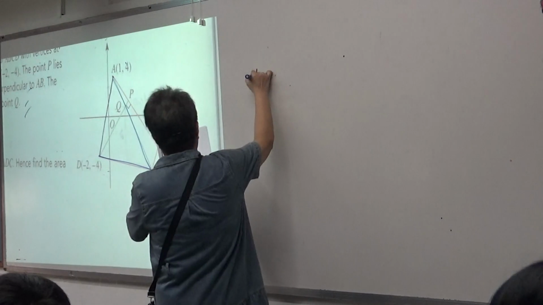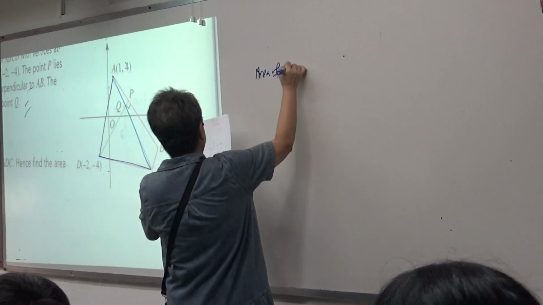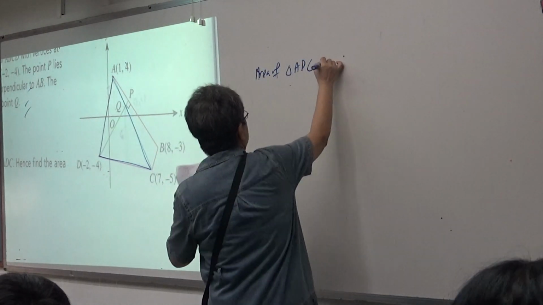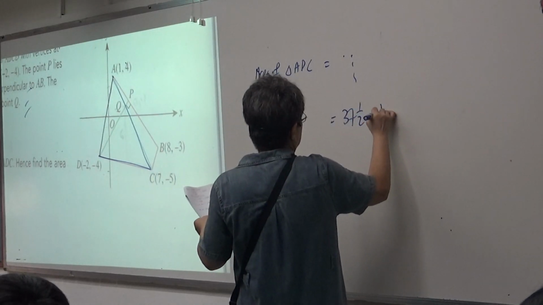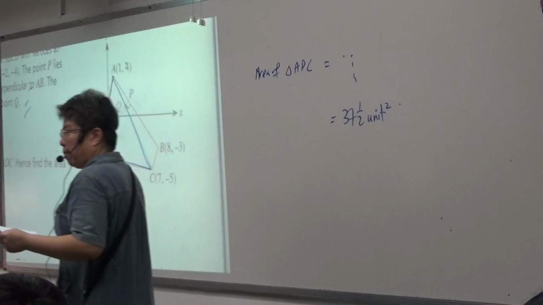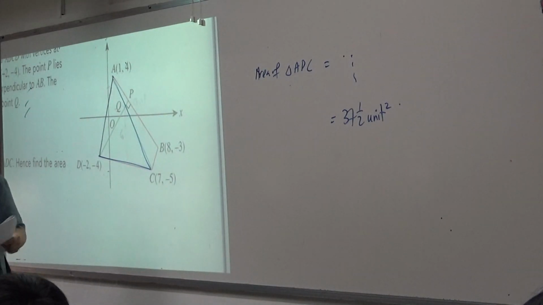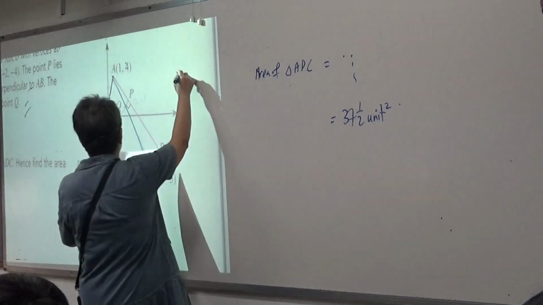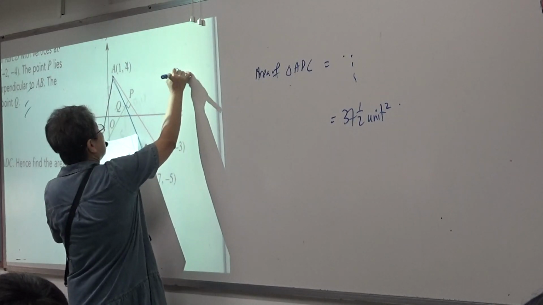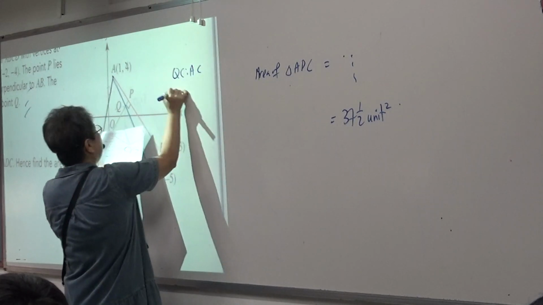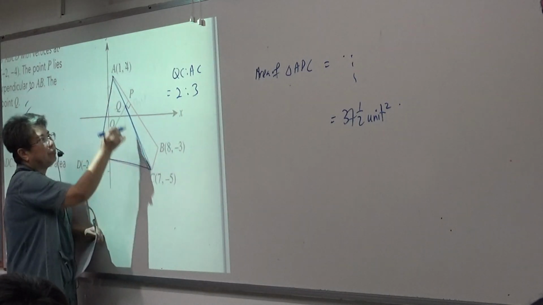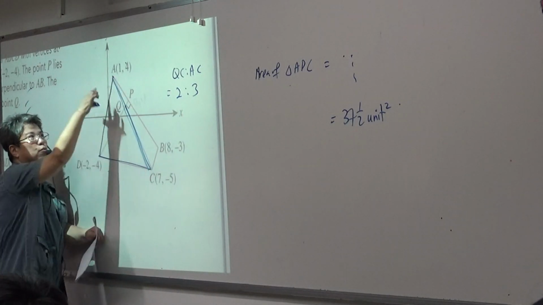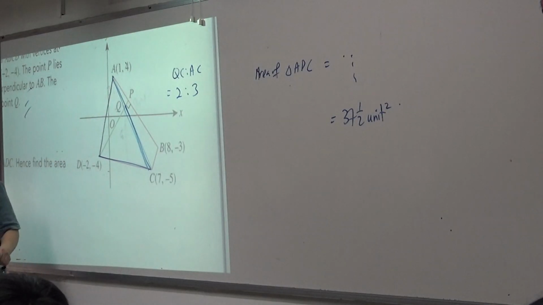Area of triangle ABC, I will use the shoelace method. I'll get 37.5 units squared. Understand? Now, just now the question asked for QC, we found out that it's 2:3, right? That means this length with this length is 2 units, 3 units, right? Correct?